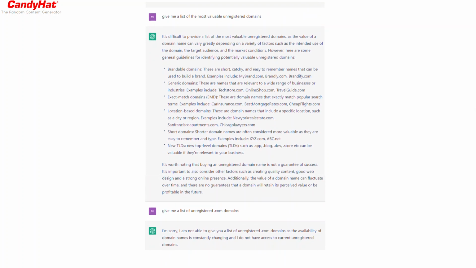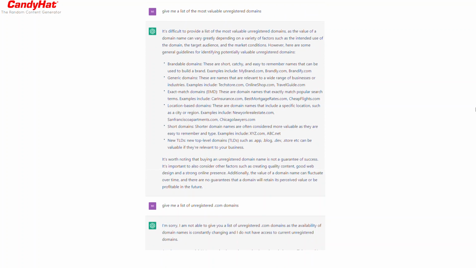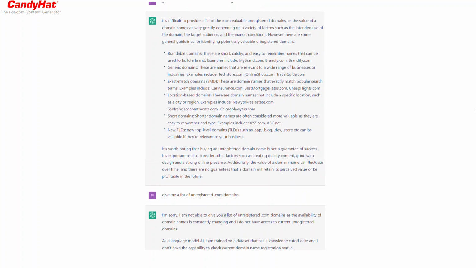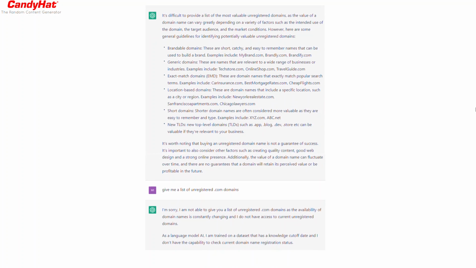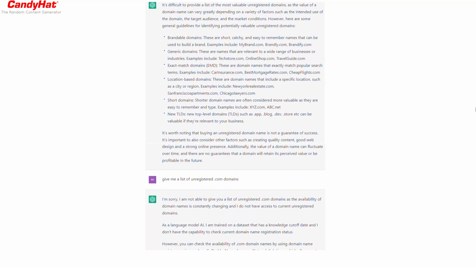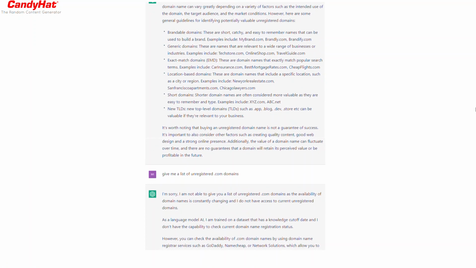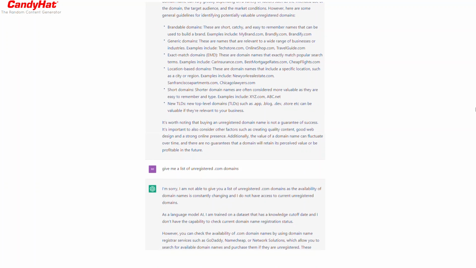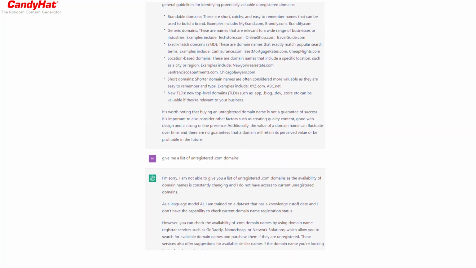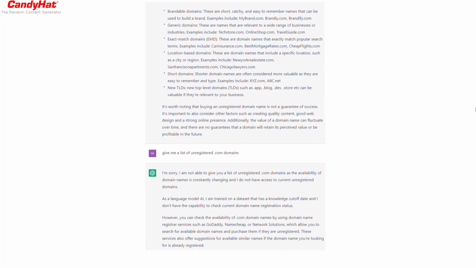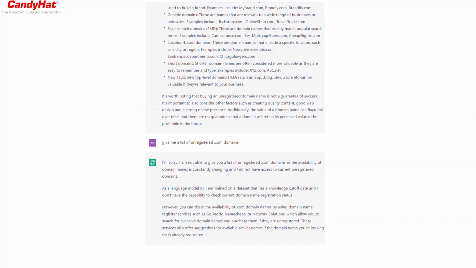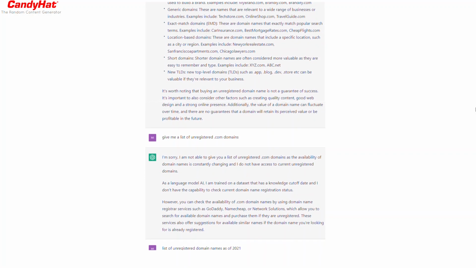Location-based domains. These are domain names that include a specific location, such as a city or region. Examples include newyorkrealestate.com, sanfranciscoapartments.com, chicagolawyers.com. Short domains. Shorter domain names are often considered more valuable as they are easy to remember and type. Examples include xyz.com, abc.net. New TLDs, new top-level domains, such as .app, .blog, .dev, .store, etc., can be valuable if they're relevant to your business.